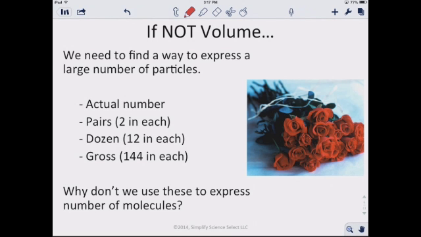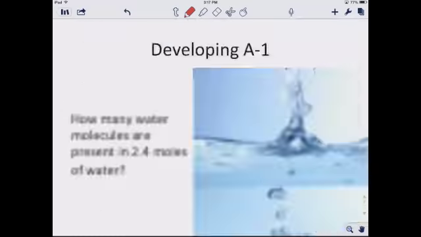So when we're looking at this, we can express things in pairs. So if I say I have 2 pairs, well, I'm really talking about 4 things. The actual number would be 4. If I say that I have 2 dozen, well, I'm saying I actually have 24. My actual number is 24, but it's just 2 dozen. And if I say I have 1 gross of something, that really means I have 144 things. So why don't we use these to express the number of molecules? Well, molecules are extremely small. So a very small amount of a substance is an astronomical size of actual molecules.